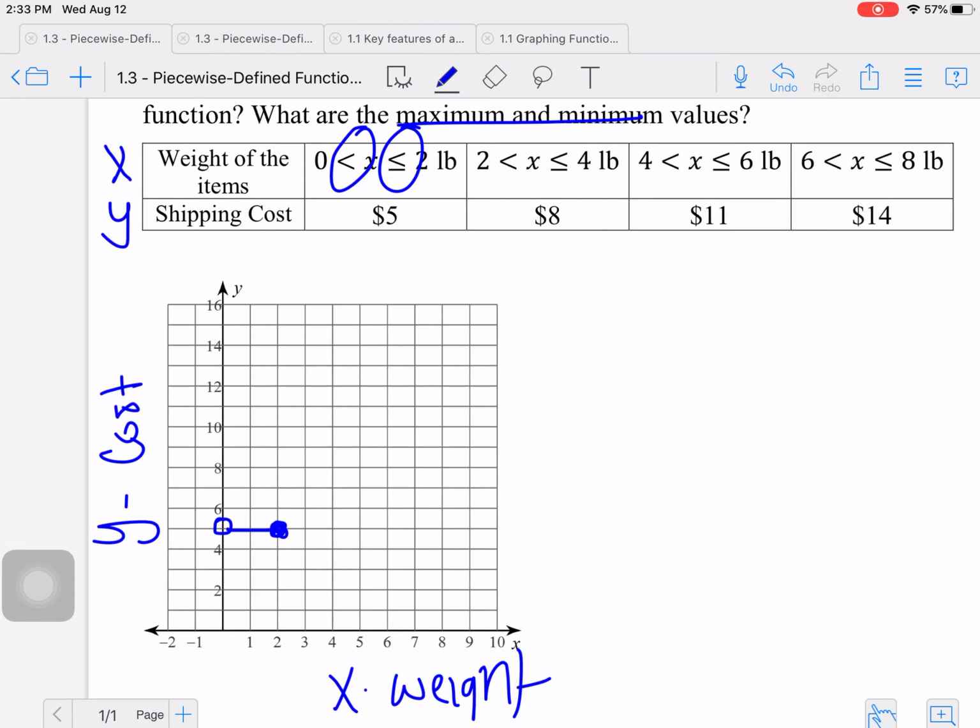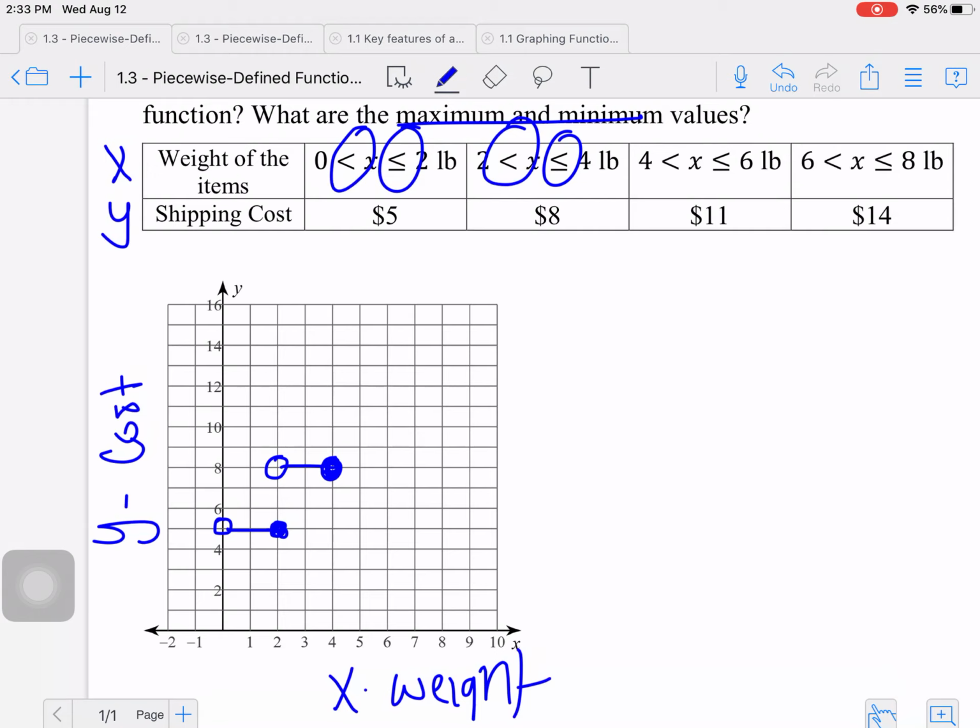From 2 to 4, your shipping cost is going to be $8. So I'm going to go to 8 on my Y value, and notice again that there's no equal sign, so at 2 it's going to be an open circle, and that's going to run all the way to 4, which at 4 does have an equal sign, which means that it's included, and it's going to have a closed circle.